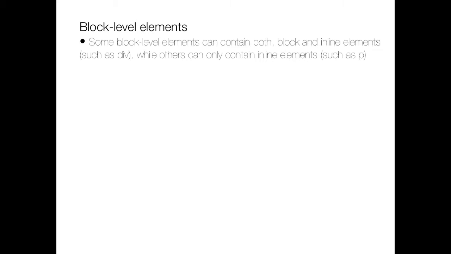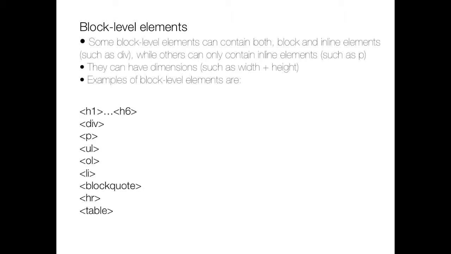Block level elements. Some block level elements can contain both block and inline elements, such as the div, while others can only contain inline elements, such as the p. They can have dimensions such as width and height. And some examples of block level elements are the following: H1 through H6. H1 stands for first level heading, H2 stands for second level heading, third level heading, and so on until H6. Think of these as titles. So H1 is bigger, H2 is slightly smaller, H3 is smaller, and so on, and the smallest title is H6.